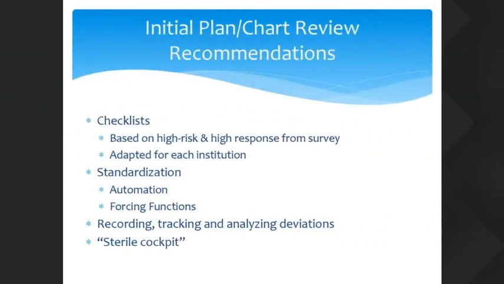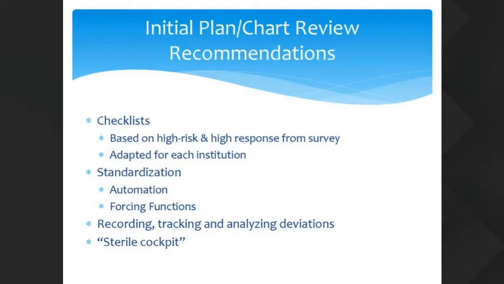So what did we publish? We published checklists, but the checklists are a little bit different. They're based on the high risk and high response from the survey. Everything that was in the upper right-hand corner of that chart, as well as what was in the lower right-hand part of the chart. But we recommended that the checklist be adapted for each institution, that everyone look at their process and adapt that checklist for their process. We also recommended standardization, to add automation to a chart check, enforcing functions.